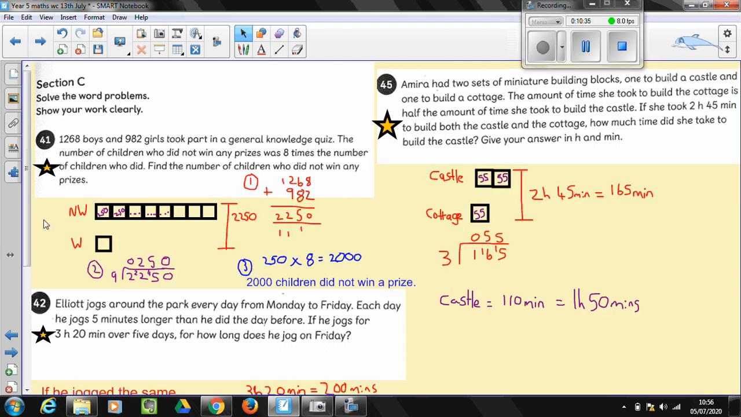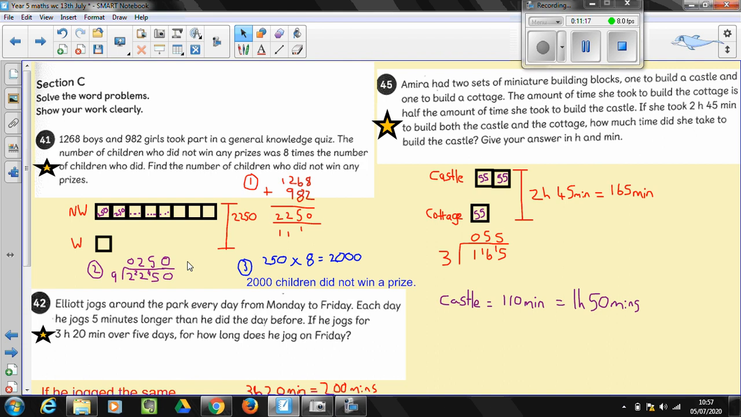So for the first question, I needed to know, first of all, how many children there were altogether. There were 2,250 children altogether. Then I bar modelled. I knew that not winning was 8 times more likely than winning. And I knew my total was 2,250 children. So I had to split my 9 blocks by my 2,250. That gave me 250. I knew that each block was worth 250.